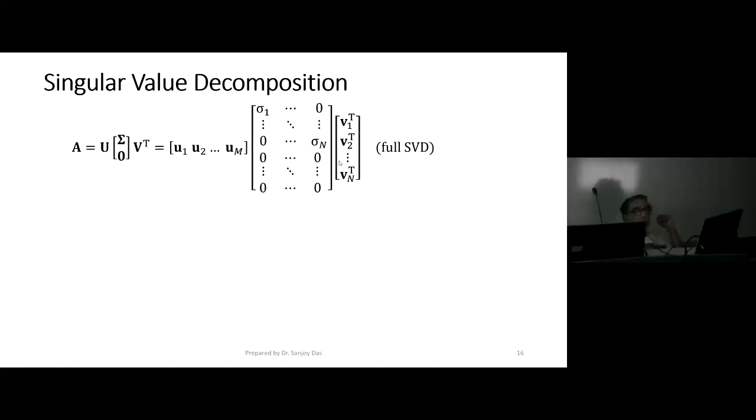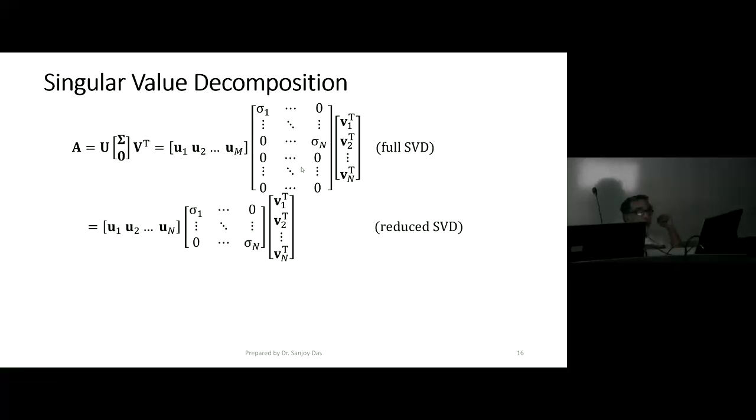Okay, next we go on to singular value decomposition. So this is a full SVD, and this is for a tall matrix. U and V are unitary matrices, and this sigma is a diagonal matrix of all the singular values, and then you have a bunch of zeros at the bottom.